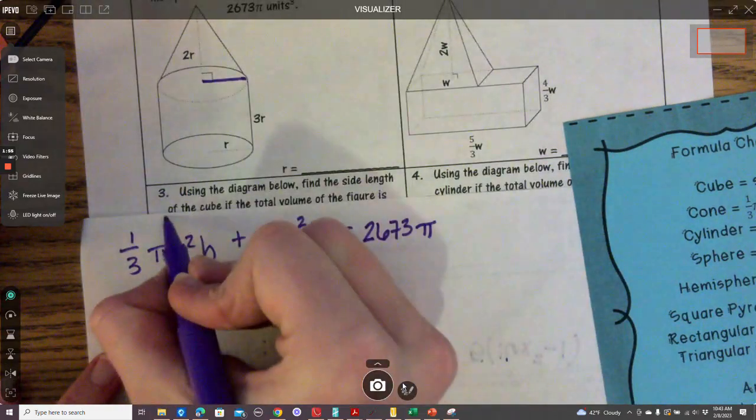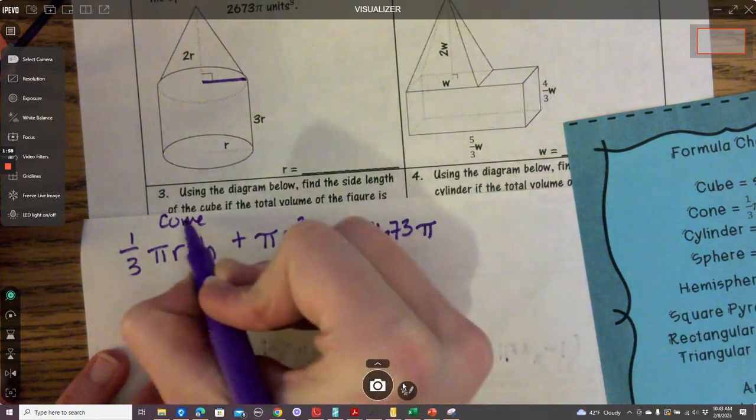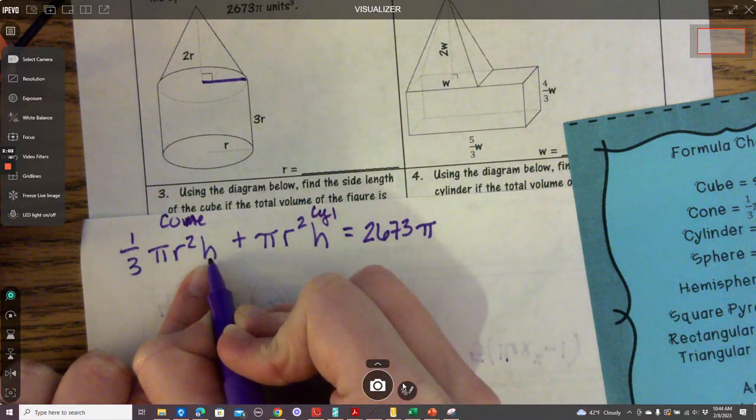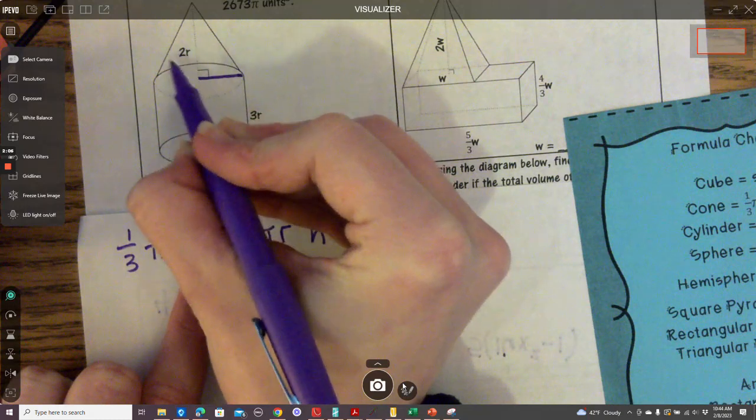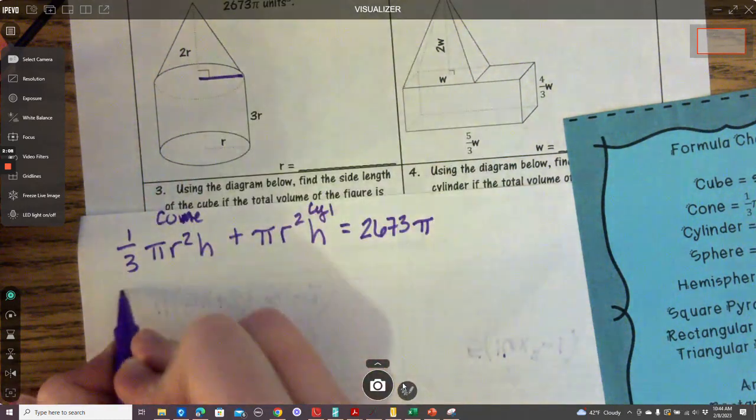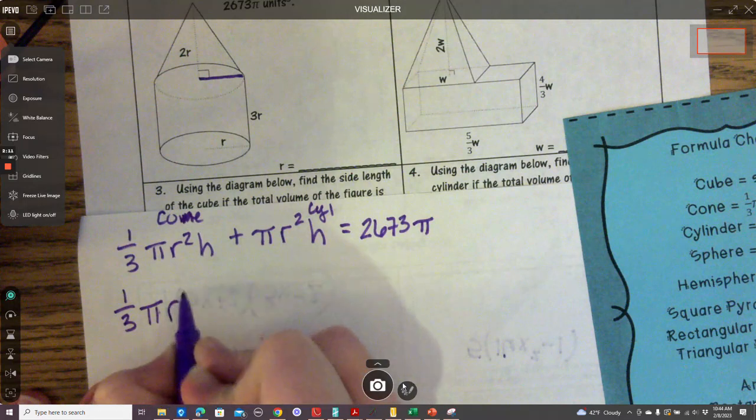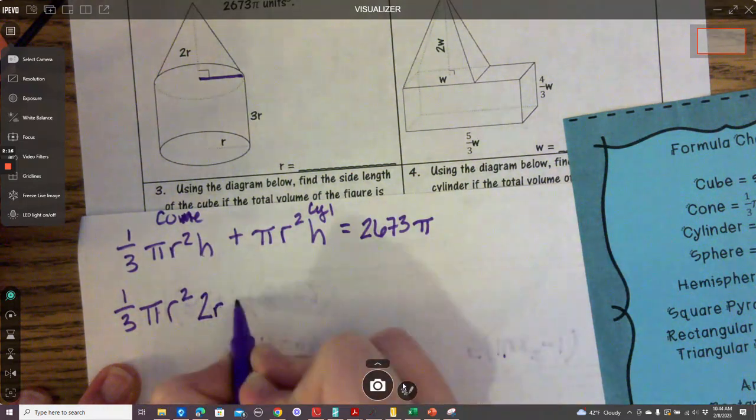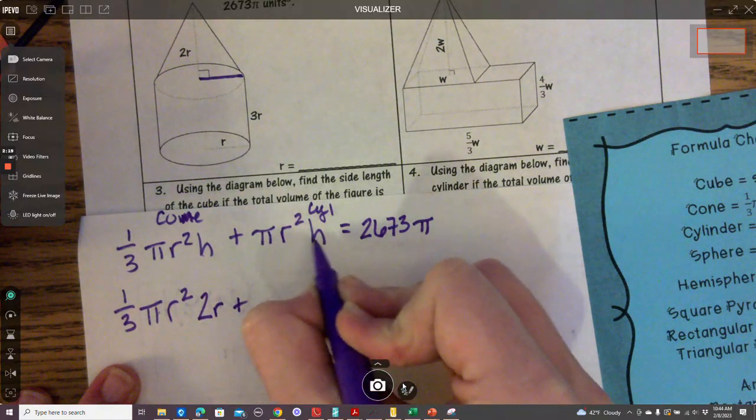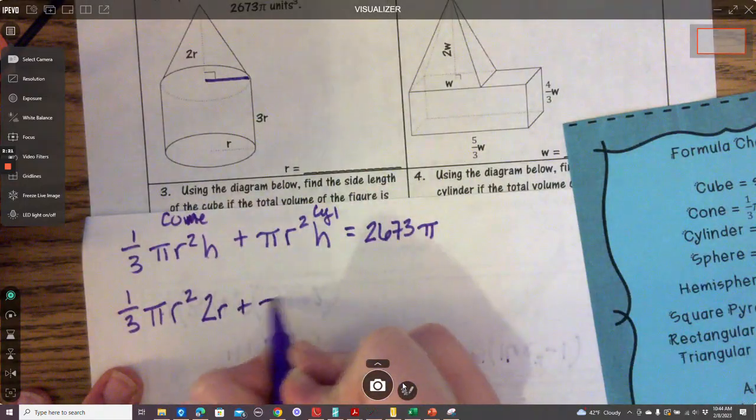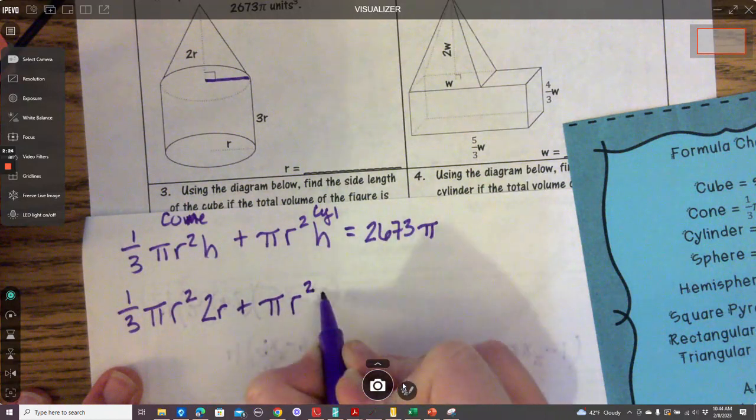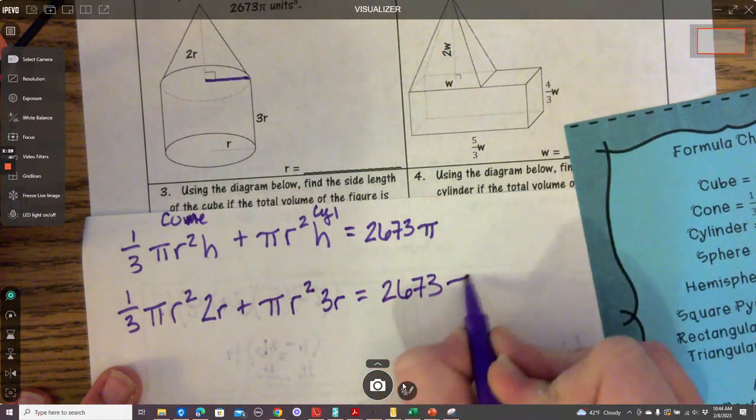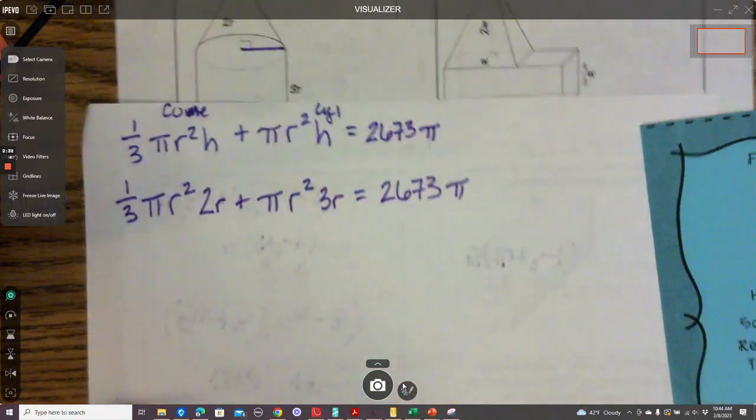So in my, this was the cone, this was the cylinder. So here, instead of h for height, I can swap it out for this r value. So 1/3 pi r squared. And so instead of h, I'm going to put 2r. And then for the cylinder, I can do the same thing. The height here is 3r. Pi r squared times 3r equals 2673 pi.